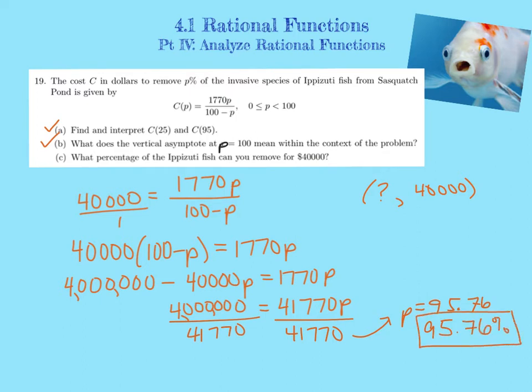So as we saw earlier, C of 95, removing just 95% of the fish, cost about $33,000. And for $7,000 more, we only are able to remove like 0.75% more. So as we saw, at a certain point, it doesn't make sense to increase the percentage of fish that we remove because the cost increases astronomically.